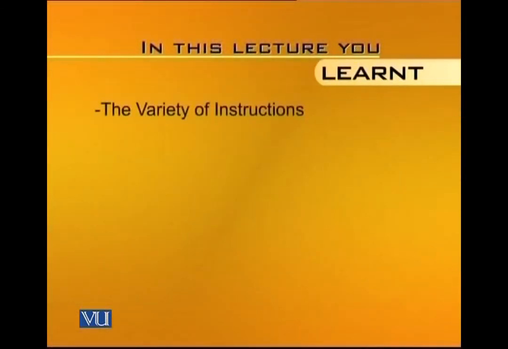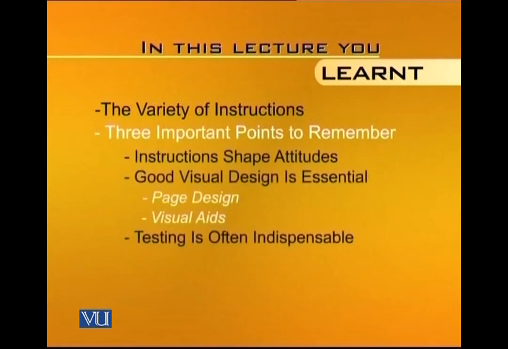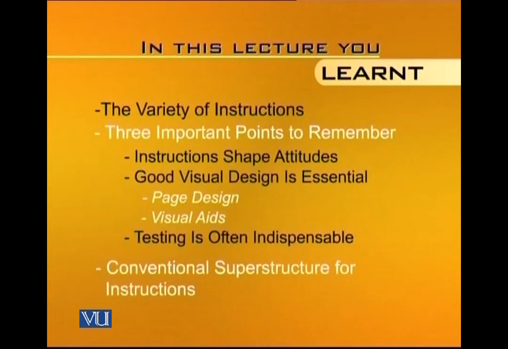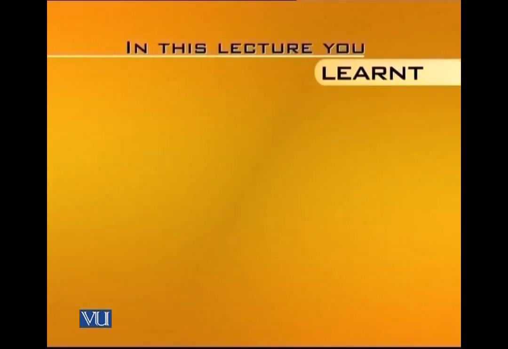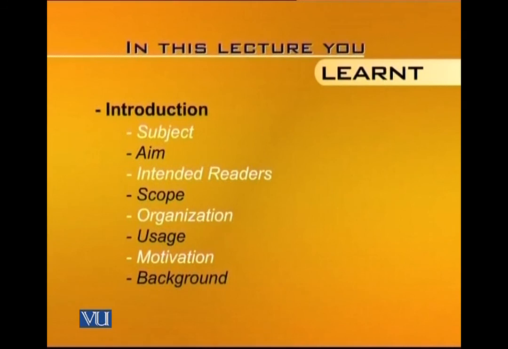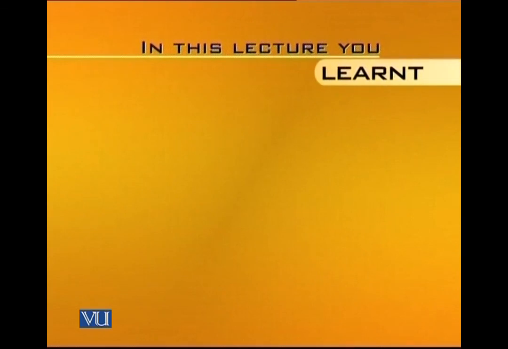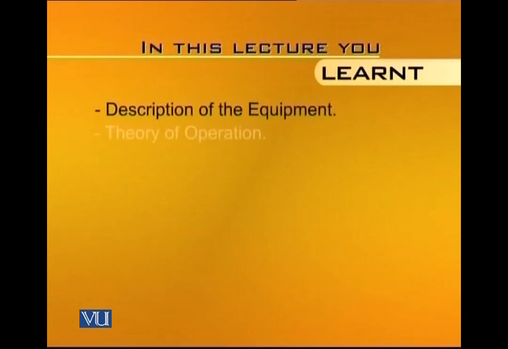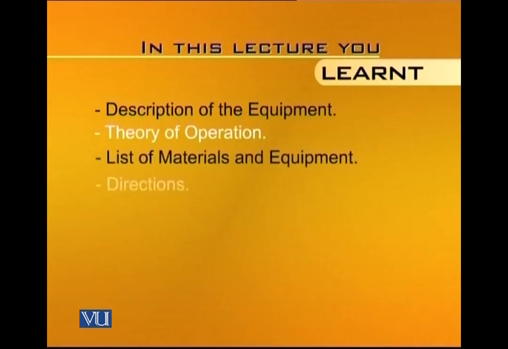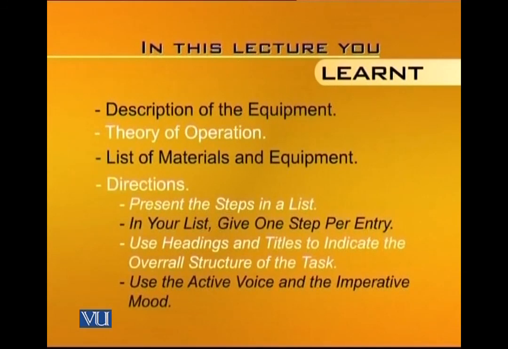In this lecture, we've talked about the different varieties of instructions. We've looked at the important points to remember, attitudes, visuals, and testing. We've looked at a conventional superstructure for instructions, where we looked at the different elements of introduction, which included the subject, aim, intended readers, scope, organization, usage, motivation, and background. We looked at how to describe the equipment, if need be, the theory of operation, and also we talked about the fact that you needed to include lists of materials and equipment if necessary. We also looked at how to write the directions.